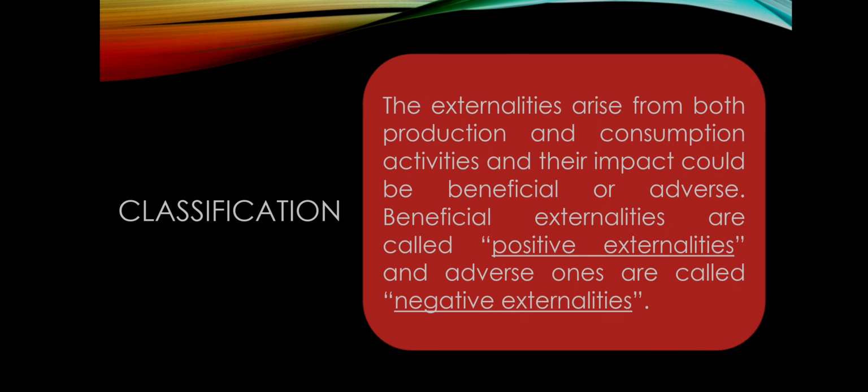There are two types of externalities. The one is positive externalities and the other one is negative externalities. So externalities can arise from both production activities and consumption activities. In production activities there are positive and negative externalities. In consumption activities there are positive and negative externalities.